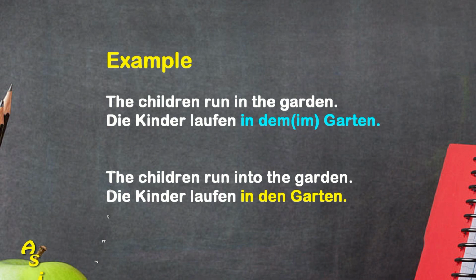And the second example, the children run into the garden. It means they are coming from outside of the garden and going into the garden. So there is a change of place from one place to another. In the first case, there is also movement but inside of the garden, and in the second case the position is changing from outside of the garden into the garden.